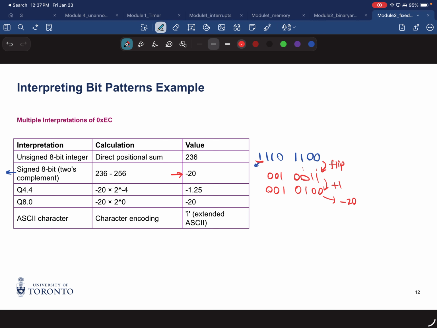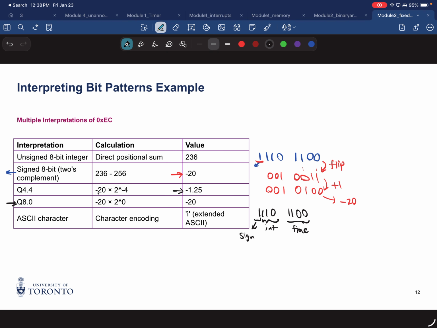What if it was Q4.4? Then we say, okay, 1 bit is the sign, 3 bits are the integer. So let's look at this again. What if we had this one? 1, 1, 1, 0, 1, 1, 0, 0. So again, this is our Q4.4. These are our ints. These are our fractions. And this is our sign. So we can say it's minus 20 multiplied by 2 to the power of minus 4, which is going to be minus 1.25.